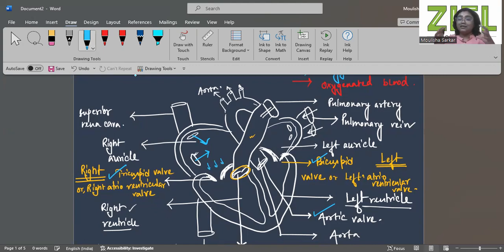Okay, because the chamber is now fully filled with blood, it will apply pressure on the valves, so the valves will now open, and from the right auricle the deoxygenated blood will come into the right ventricle. Okay, so then what is the function of the tricuspid valve? To allow the deoxygenated blood to pass from the right auricle to the right ventricle.